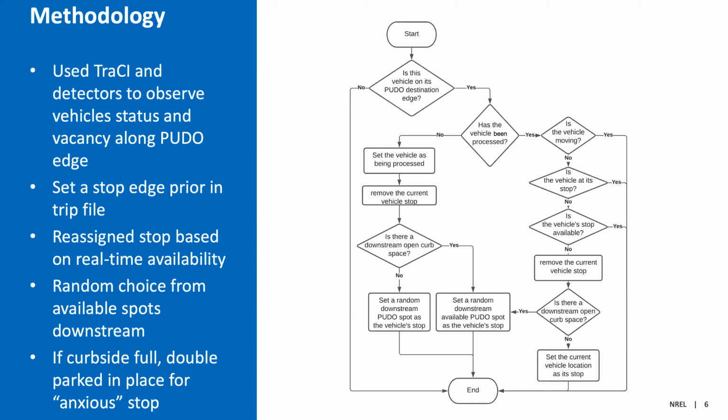Then we reassign the stop based on real-time availability. Basically, in a large network, the vehicle will still drive until it hits the edge where it wants to do a pickup or drop-off. Then we reassign the stop based on what we see in the network. We randomly choose from the available spots downstream, and if the curbside is full, we can do double parking for an extra stop. On the right side is the flow chart.